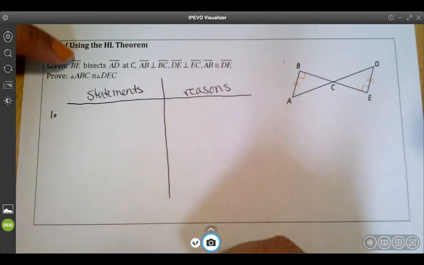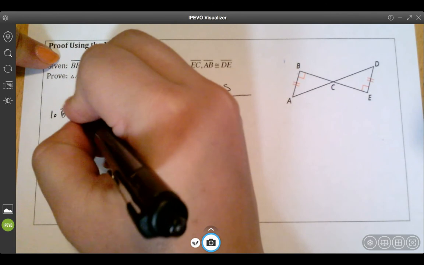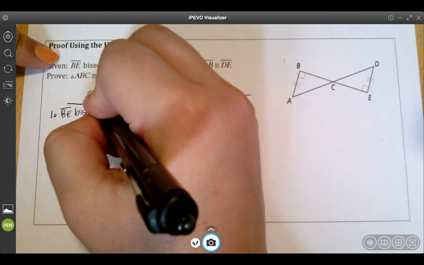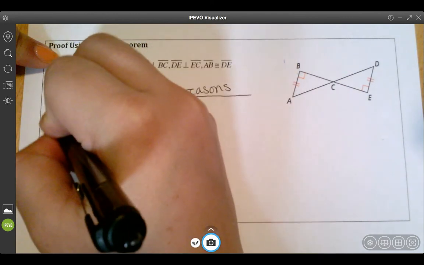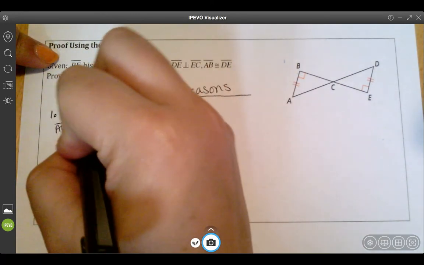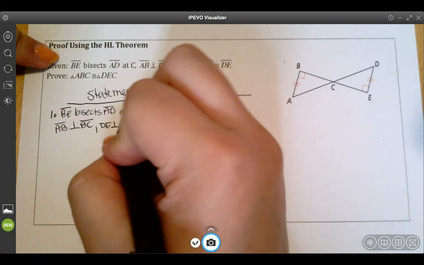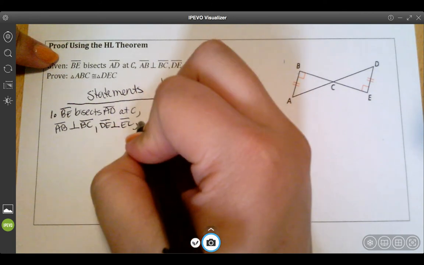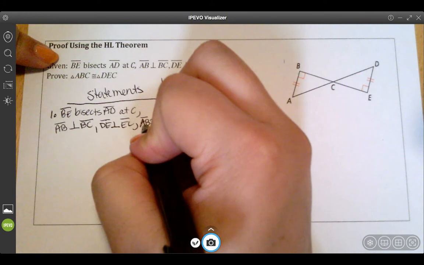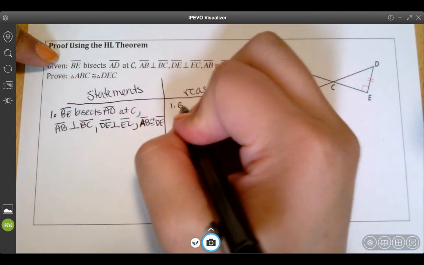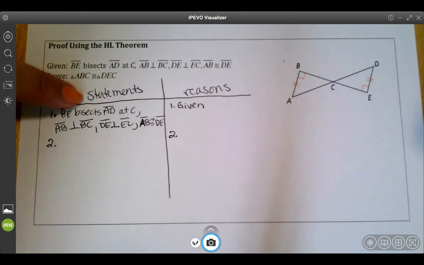I'm going to go ahead and rewrite all of the given into the statements. And I'm just copying it exactly. BE bisects AD at C. AB perpendicular to BC. DE perpendicular to EC. AB congruent to DE. Because it was given.